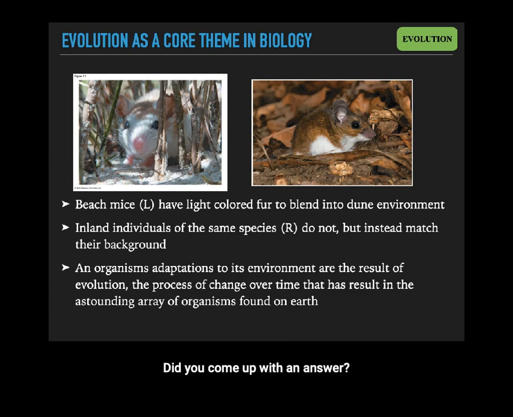Did you come up with an answer? By matching the substrate that the mice live on, the mice might better be able to escape being eaten by a predator that hunts by vision. An organism's adaptation to its environment, such as this mouse's protective camouflage, is the result of evolution. Evolution is the process of change over time that has resulted in the amazing array of organisms found on Earth.